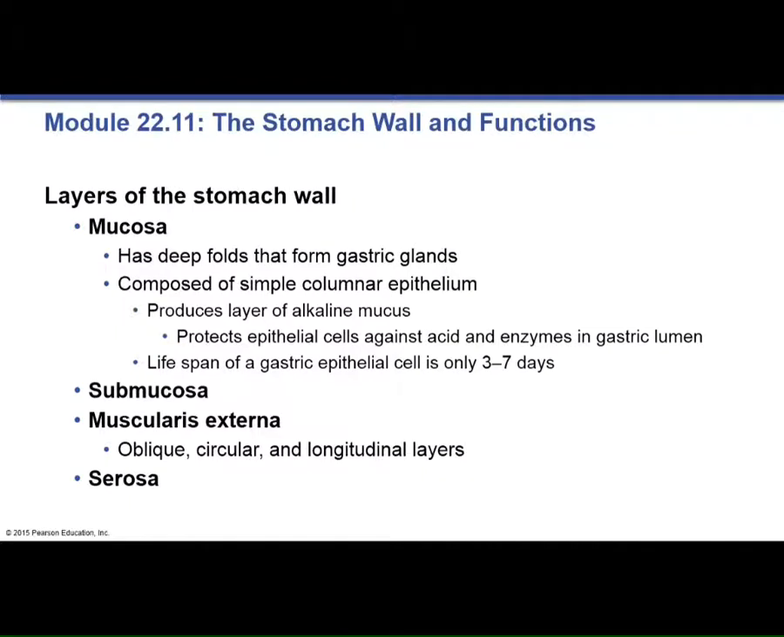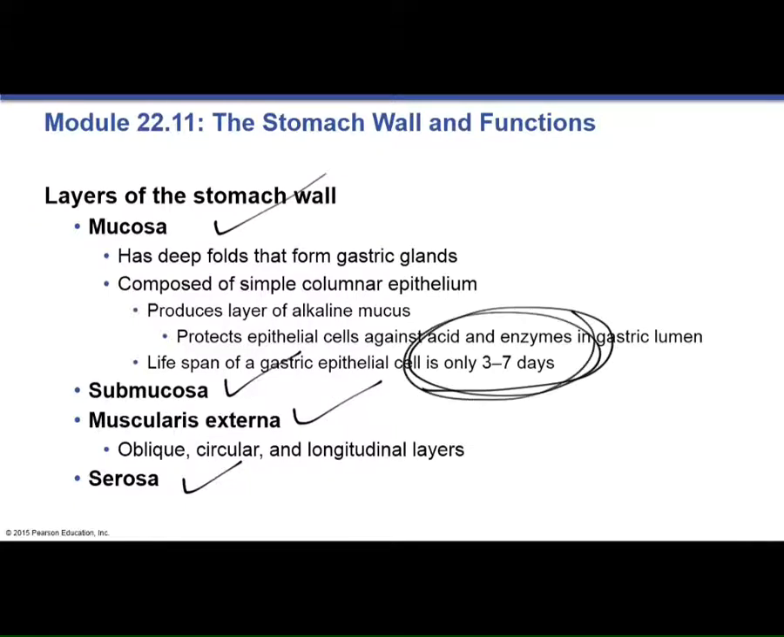So layers of the wall of the stomach, very similar. There's a mucosa, there's a submucosa, there's a muscularis, and a serosa. You're not surprised by that. These cells have a short life of 3 to 7 days because they are being replaced constantly. They're being broken down by that highly acidic environment as well as the physical mechanical digestion that's occurring.